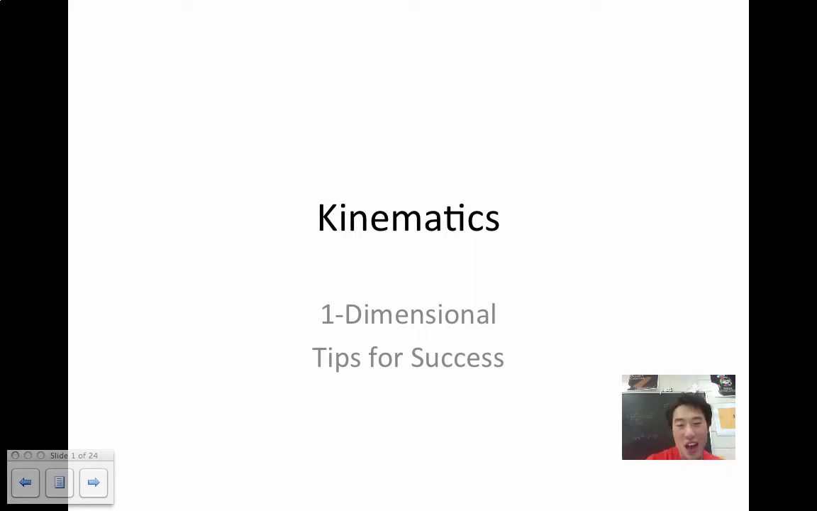Moshi Moshi students! Today we are going to learn about one-dimensional kinematics. Here are your tips for success.